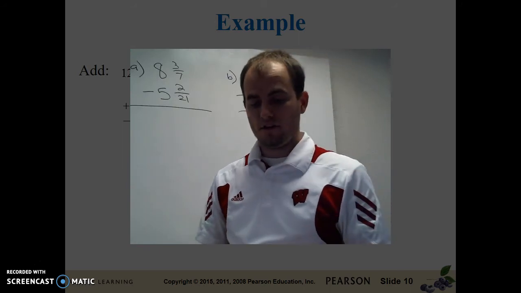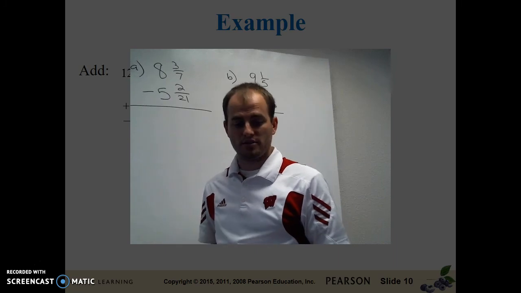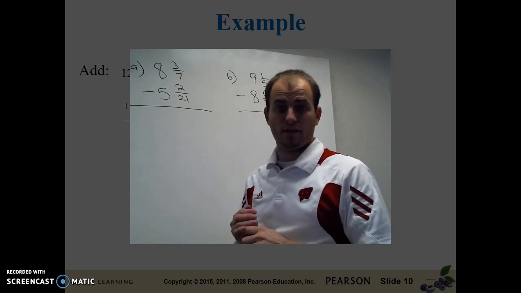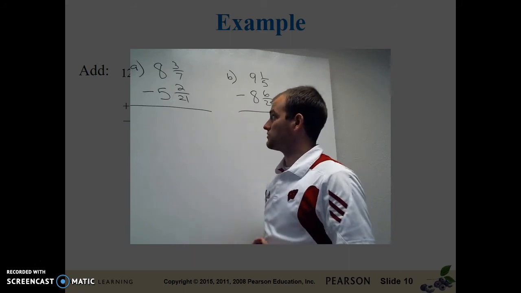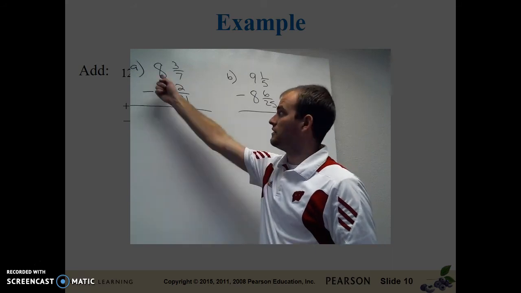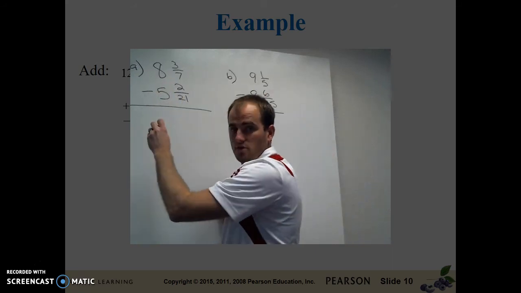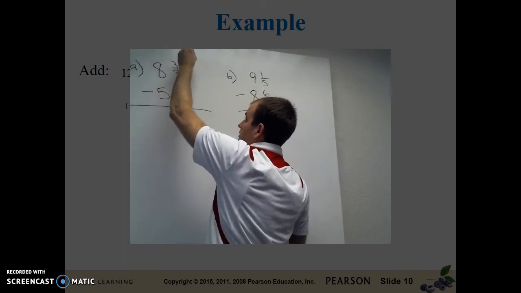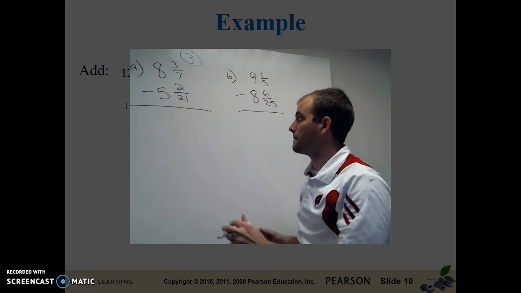Okay, and then lastly, let's talk about how to subtract mixed numbers. And then I'm going to make a second video on how to do the negative ones. So A says 8 3/7 minus 5 2/21. So let's estimate that again. That would be 8 minus 5. So our estimate says we should get an answer around 3. Let's just remember our estimate, this should be close to 3.